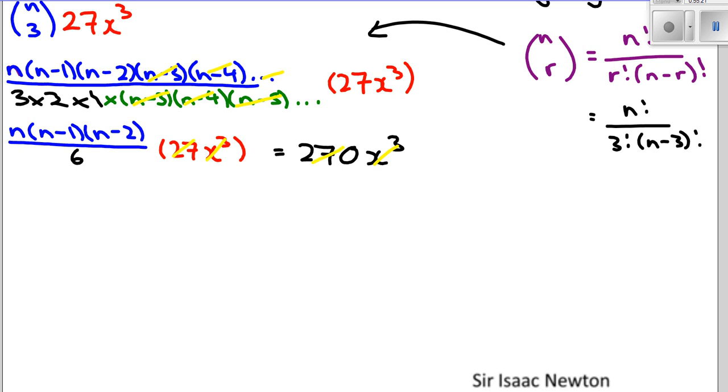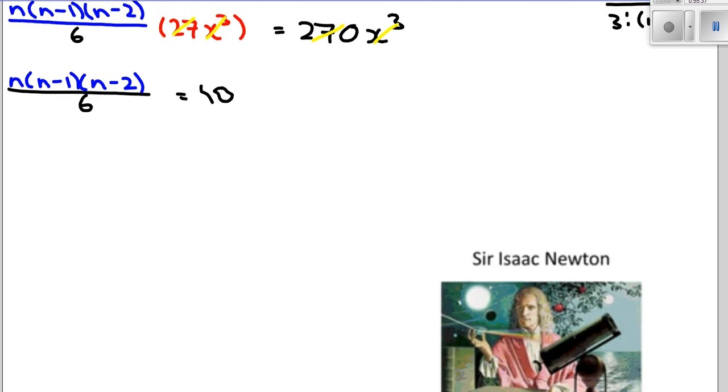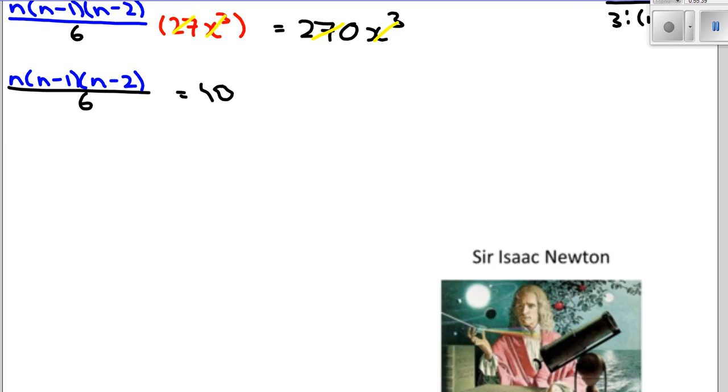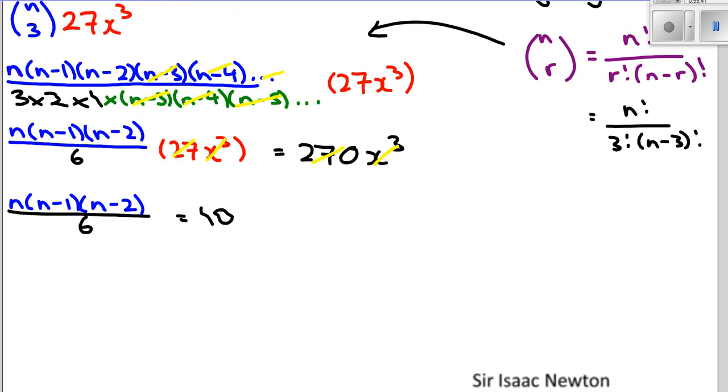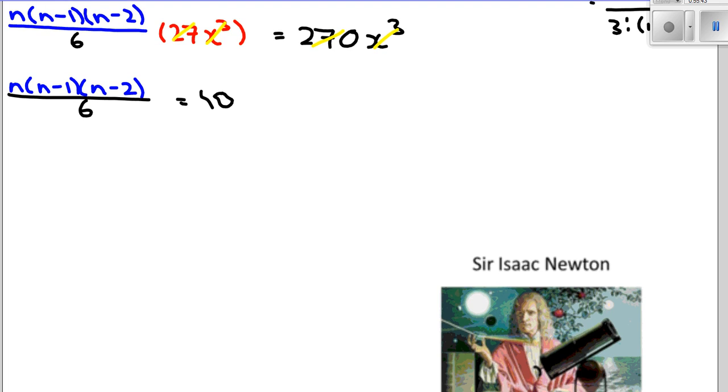So then you're going to end up with n minus 1. At some point you're going to have to do some foiling, of course. Although it's 6, that becomes 10, and then times that with 60. So amazingly the stuff keeps cancelling down, doesn't it? N minus 1, n minus 2 equals 60.